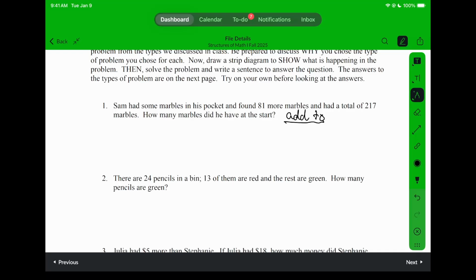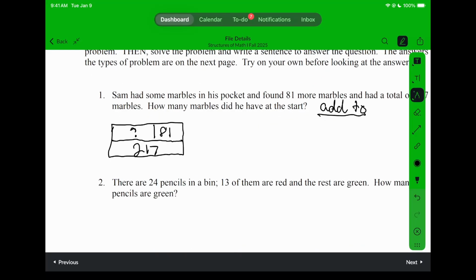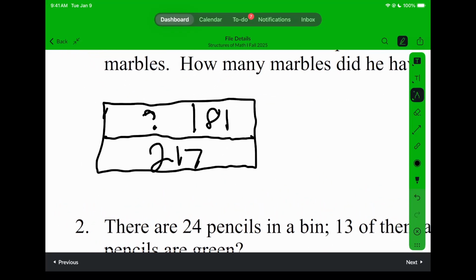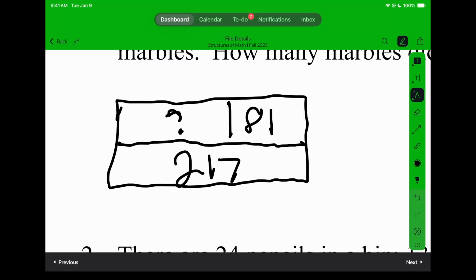Next, we've got to draw our strip diagram to show what's happening in the problem. For this one, I would just draw a little rectangle like this. He has marbles. We don't know how many. He finds 81 more. He has a total of 217. And that's it for your strip diagram. You just got to show what's happening. And the question mark needs to be what you're finding. So we have the number we know, the total, and then the number that we're finding.